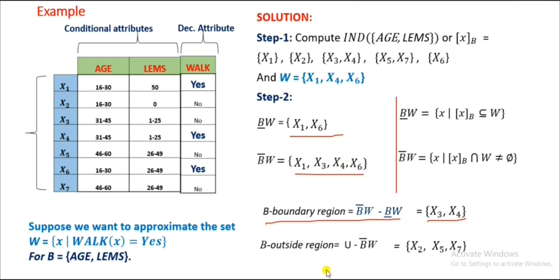And finally, the B outside region. The definition is again very simple: U minus the upper approximation. What is U? U is the universe, that is, the set of all the objects. So all the objects minus the upper approximation, we are left with X2, X5 and X7. So this is the example, and this is all about approximation.